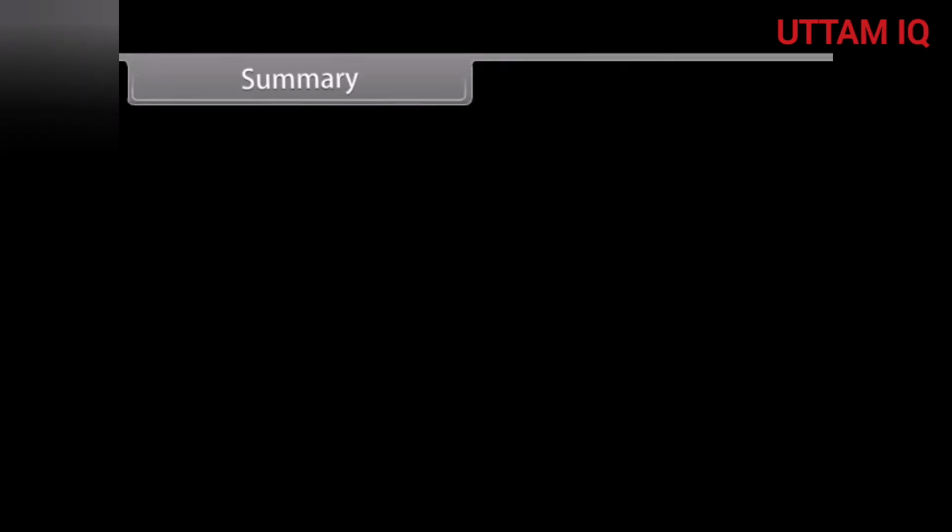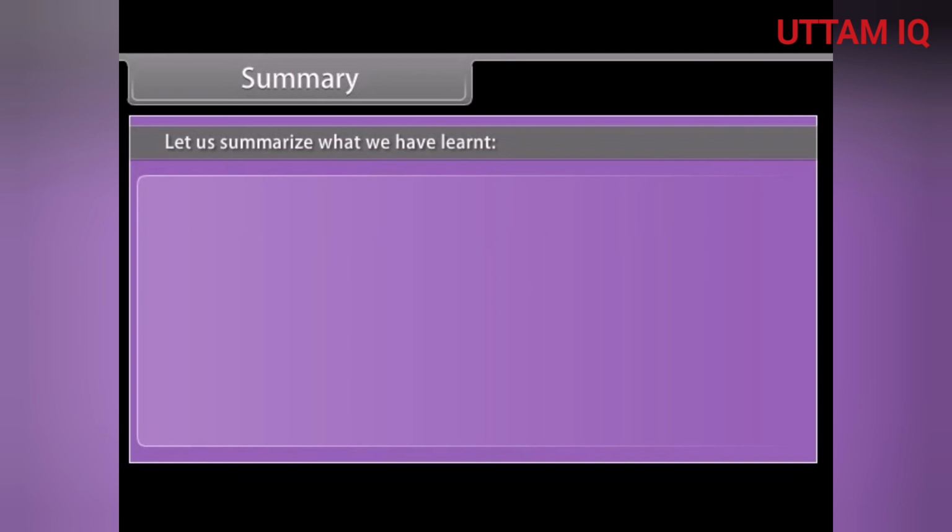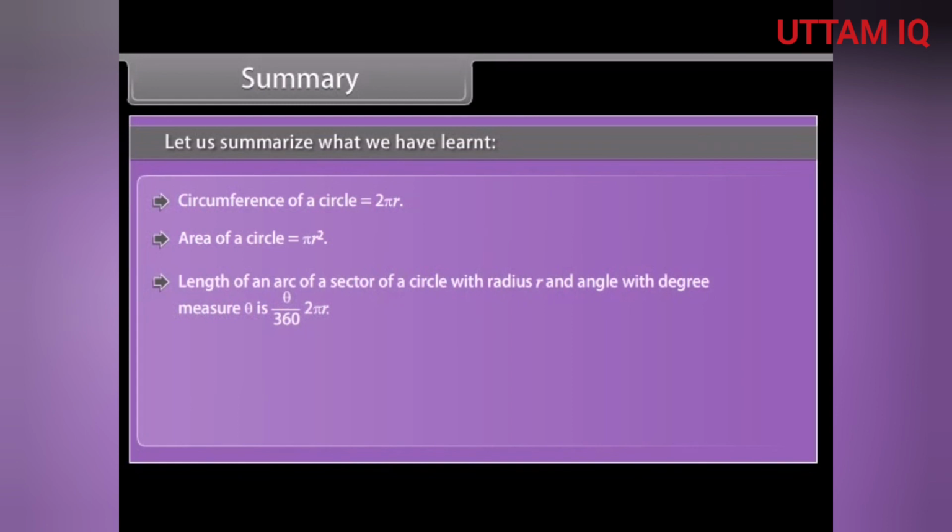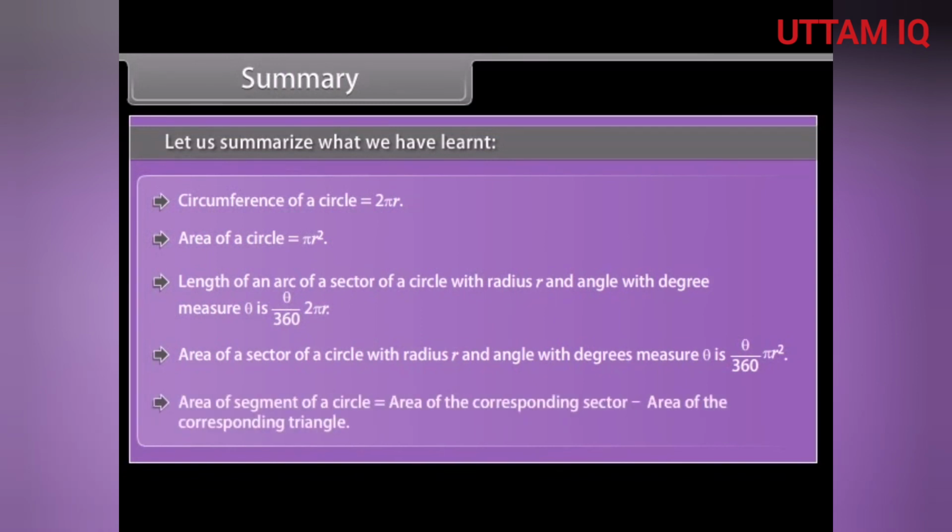Summary. Let us summarize what we have learned. Circumference of a circle is equal to 2 pi r. Area of a circle is equal to pi r square. Length of an arc of a sector of a circle with radius r and angle with degree measure theta is theta upon 360 into 2 pi r. Area of a sector of a circle with radius r and angle with degree measure theta is theta upon 360 into pi r square. Area of segment of a circle is equal to area of the corresponding sector minus area of the corresponding triangle.